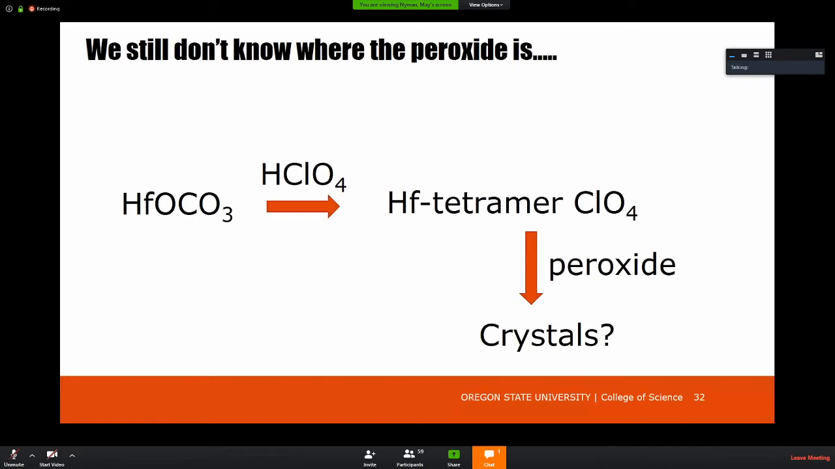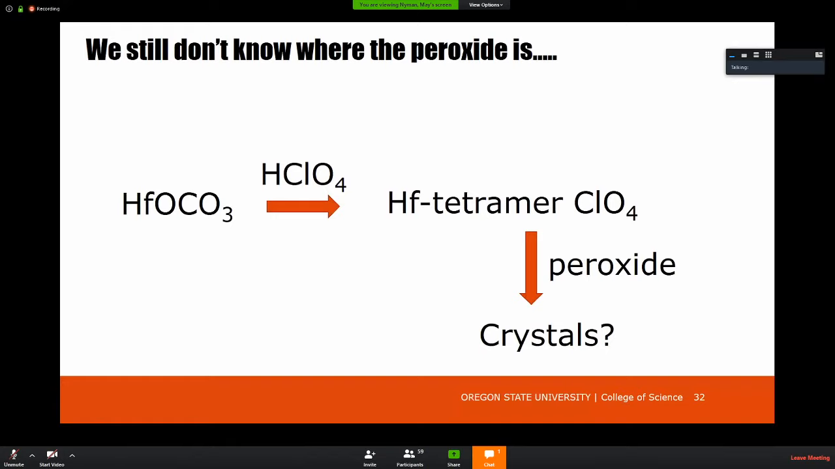Now, if we cut back on the peroxide and just have 1-to-1 peroxide to zirconium ratio, instead we isolate this beautiful zirconium 25 wheel. So there's 25 zirconium centers in this wheel structure, and again, our peroxide is located in these bridging positions. Okay, so we got these 2 structures.